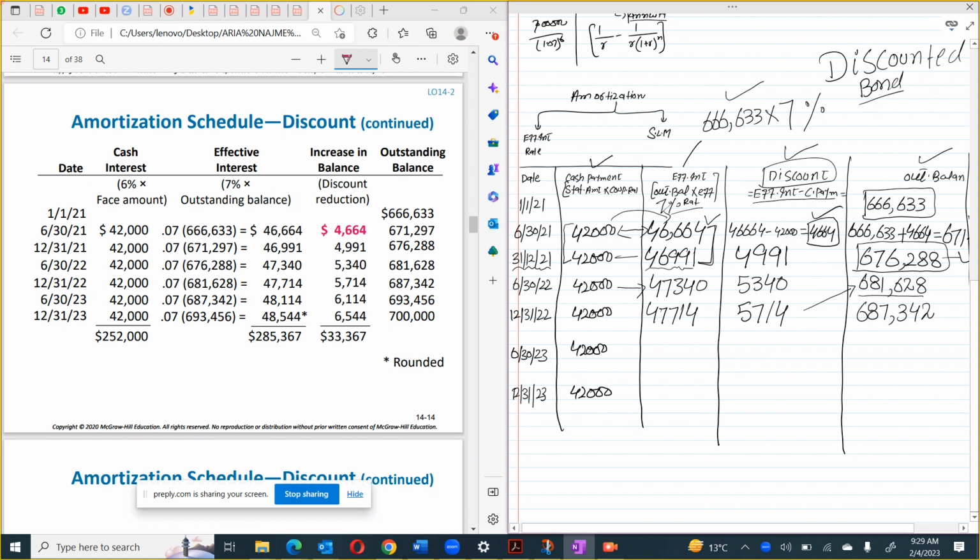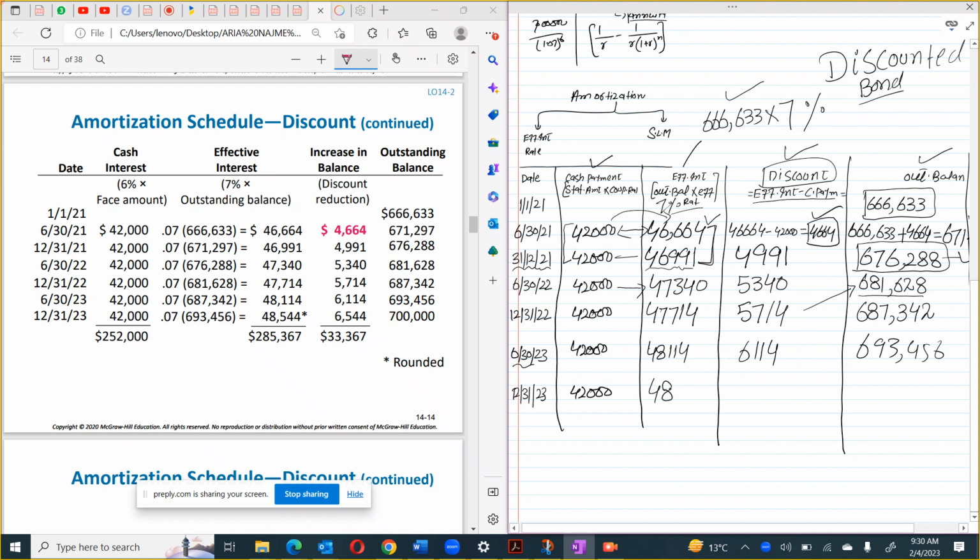342. Now for 30th June 2023, what you will do is multiply this amount with this, you will get 48114, and the discount will be 6114. Now are you getting it quickly? Because this is a cycle. This will repeat again and again. Okay, so on, and the last period is 31st December 2023.